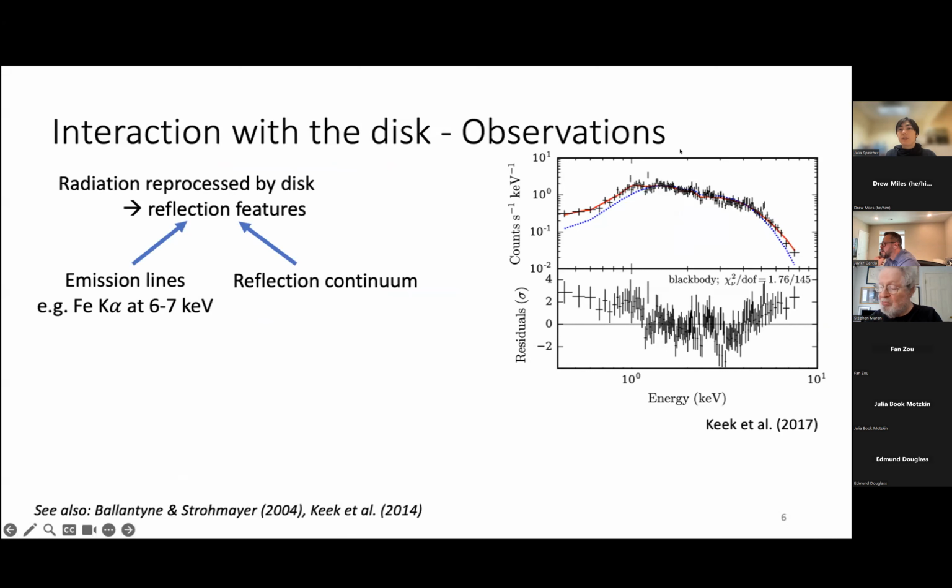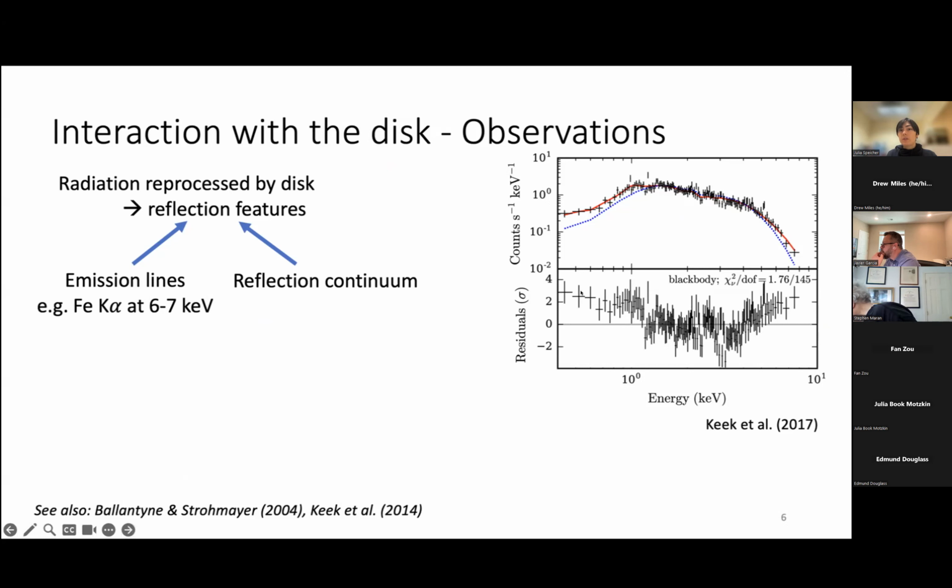An example of the reflection features can be seen in this figure here by Keek et al. from 2017. The top panel shows a burst spectrum as observed with Swift, which has been fitted with a blackbody, and this blackbody fit follows the blue dotted line. The lower panel shows the residuals of this blackbody fit. In this observation, Keek et al. found an emission line at around 1 keV.